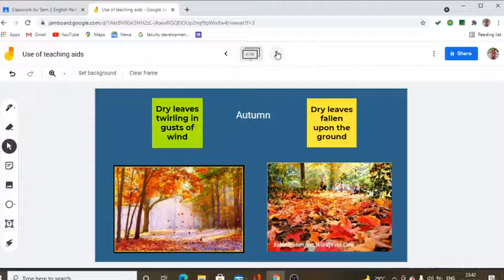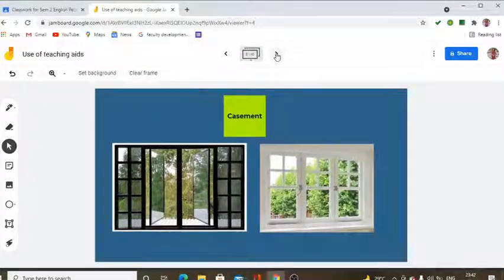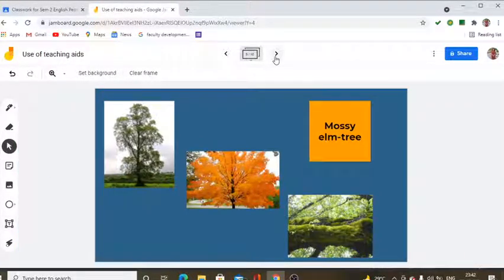The teacher shows this picture and asks the students, what tree is shown in this picture? A student answers, elm tree. The teacher says, correct. One picture shows a green elm tree, and another picture shows an elm tree in autumn. And this is a third picture which shows moss upon the trunk and branches of the elm tree.